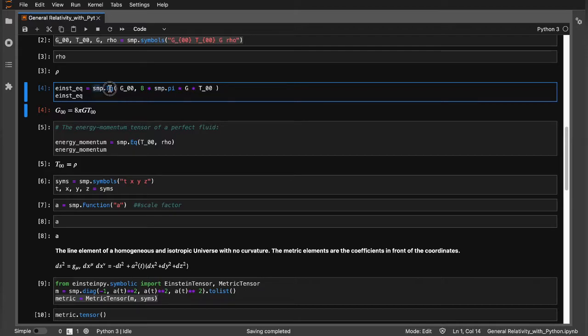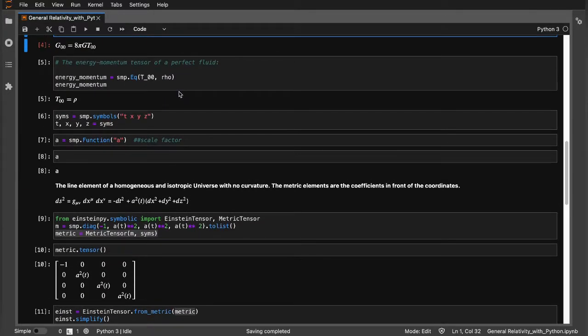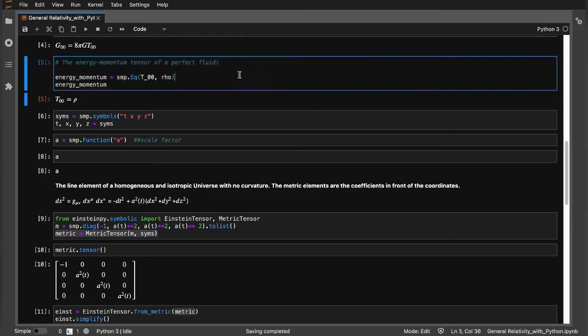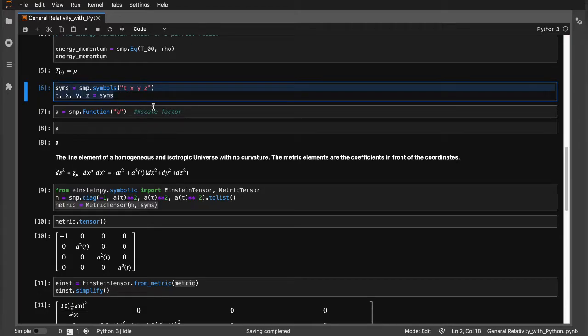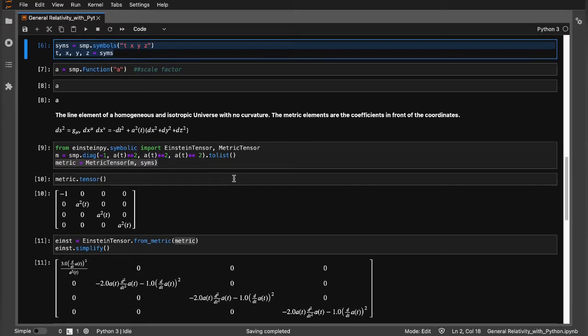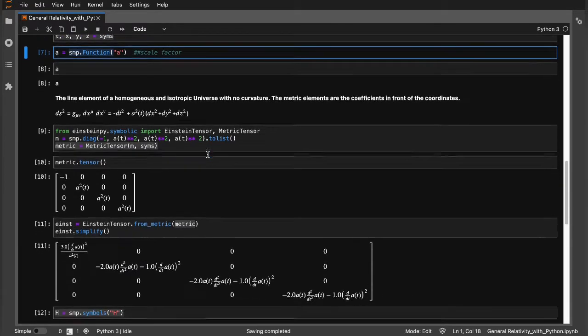We are also using sp.Eq, which converts the following expression into an equation. We are not taking a polynomial, actually we are taking an equation. This is a function you can find in the basic series of SymPy, part 1. After this we have defined the energy momentum tensor for a particular fluid, T mu nu, with T00 equal to rho, and we have defined some additional symbols for time and position in x and y. We have also used the SymPy function for defining a scale factor.